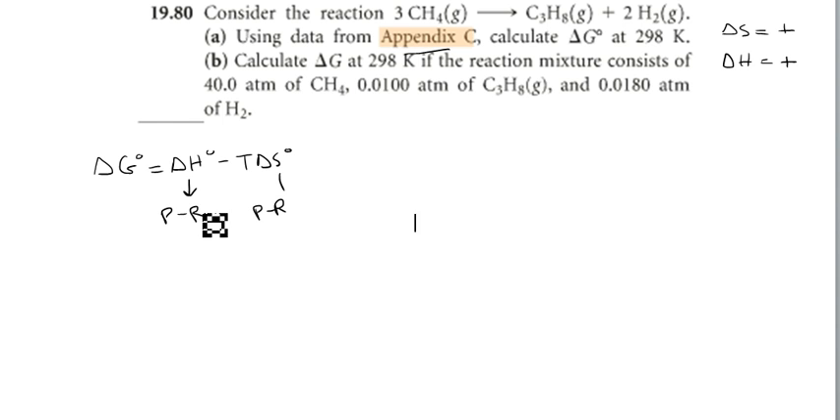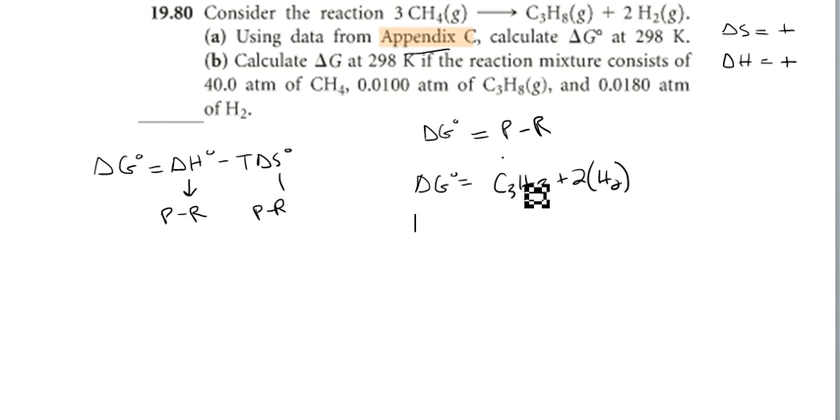But also in Appendix C we have delta G standards. And again, on a test it'd depend on what's given to you because you wouldn't have the table to reference. So because we have delta G standards, we could do products minus reactants for just delta G standard. So the delta G standard would equal the delta G value for C3H8 and 2 hydrogens, minus 3 CH4s. And just make sure that you use the right state of matter.